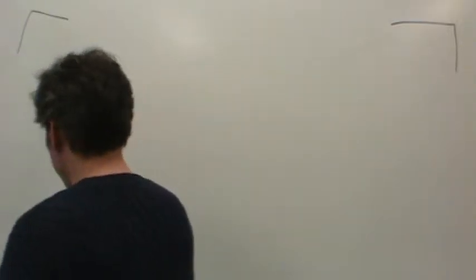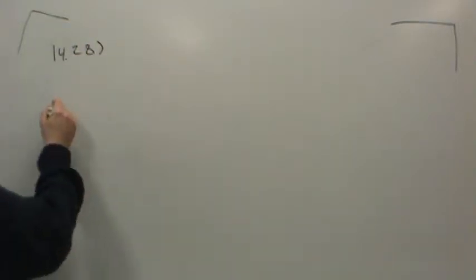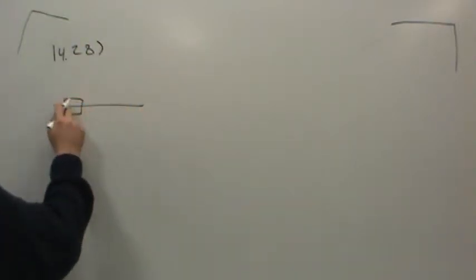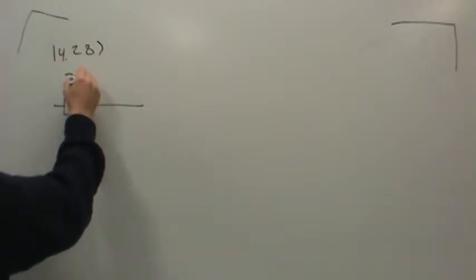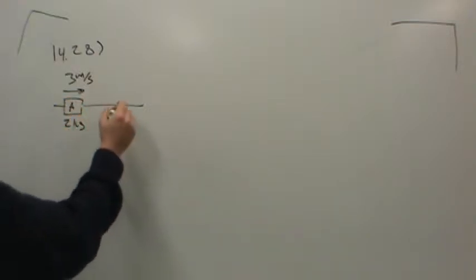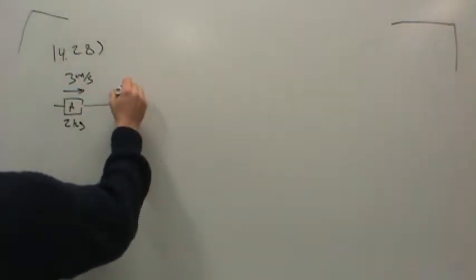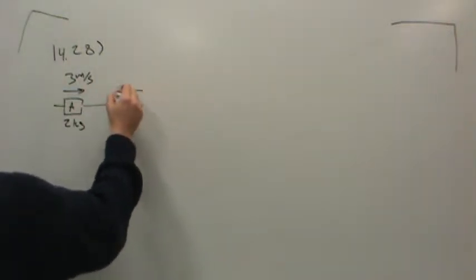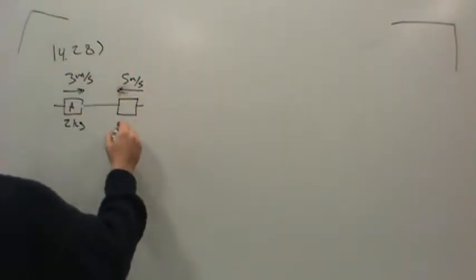All right, so we're given a figure, and I'd like you to refer to that figure, especially if you're watching the video. But it's problem number 14.28, and I guess I'll go ahead and sketch the figure as well. This is before impact, 3 meters per second for A, which is a 2 kilogram mass, and before impact, 5 meters per second to the left, and 3 kilograms.